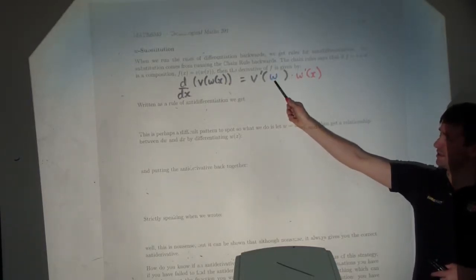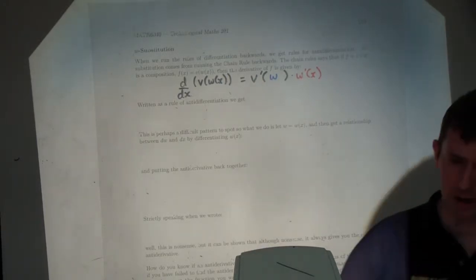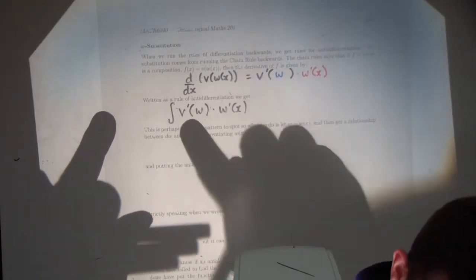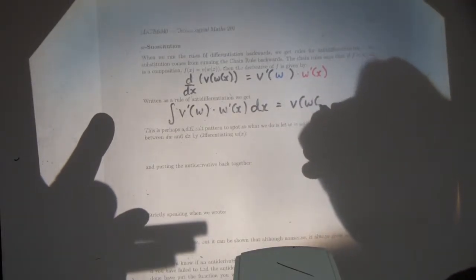So that's the chain rule: differentiate the outside, evaluate at the inside, times the derivative of what's inside. We can write this the other way around. So differentiate that to that, anti-differentiate that to that. So we would get that the antiderivative of v dashed of w times w dashed of x, anti-differentiate this with respect to x, you get v of w of x.